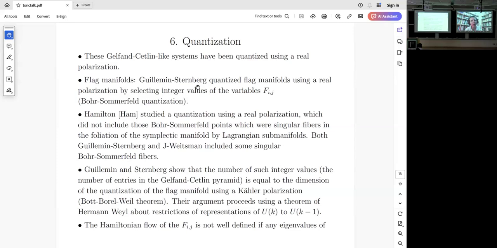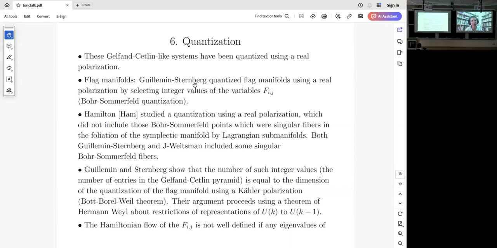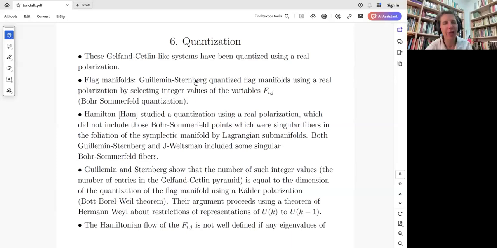Sometimes, Lisa, I've heard you refer to the topological construction of a toric variety as quantization. I'm not sure I was the one who referred to that. So you don't mean that when you're talking about quantization today? I don't mean anything to do with toric manifolds.